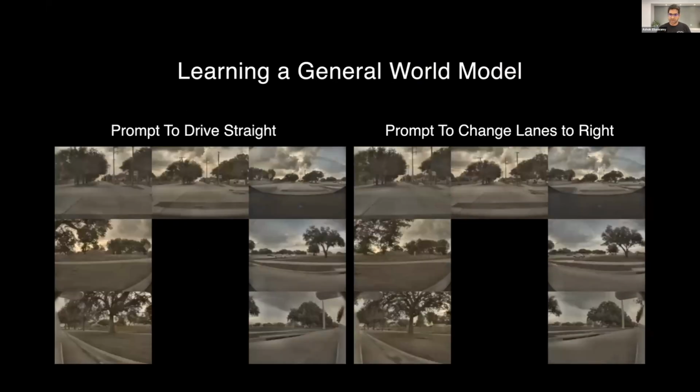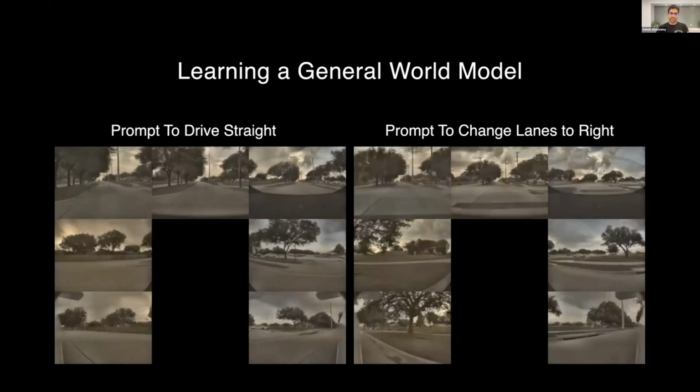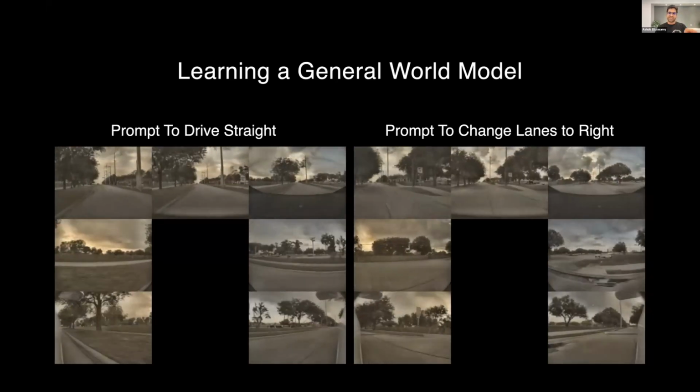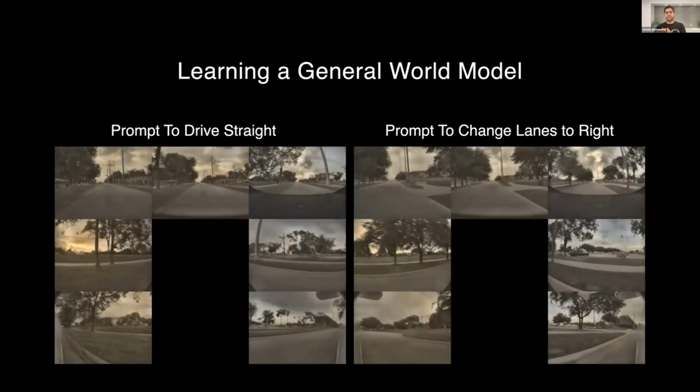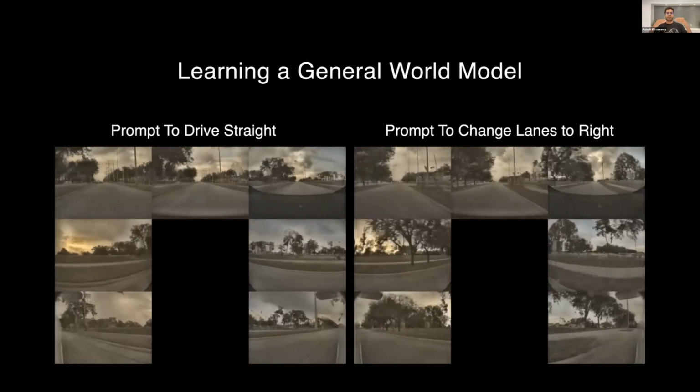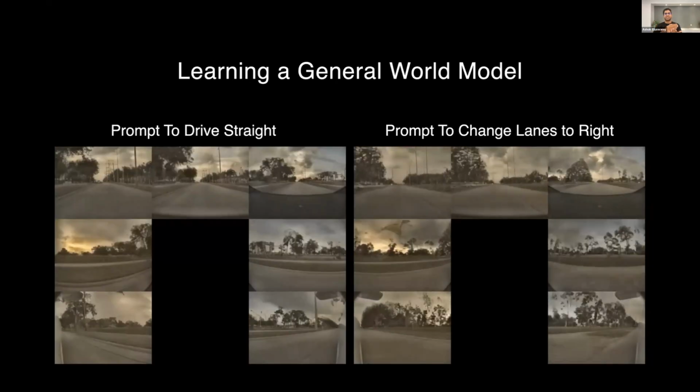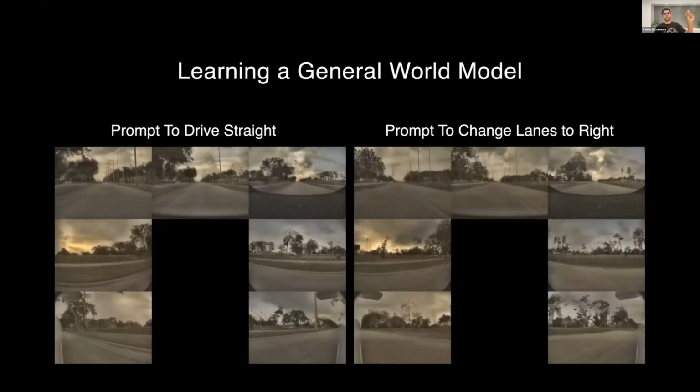Maybe we'll go back and play it again. So on the left, it's just going straight. And we ask it to go straight, the model goes straight. And then on the right side, we ask it to make a lane change, and it makes a lane change. And the past context is the same for both of these outputs. So given the same past, and when we ask it for different futures, the model is able to produce, or imagine, different futures. This is super powerful because now you have essentially a neural network simulator that can simulate different futures based on different actions.